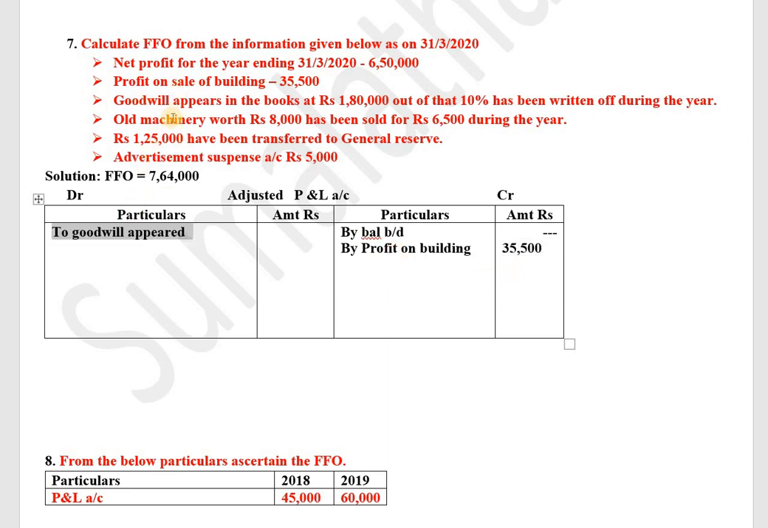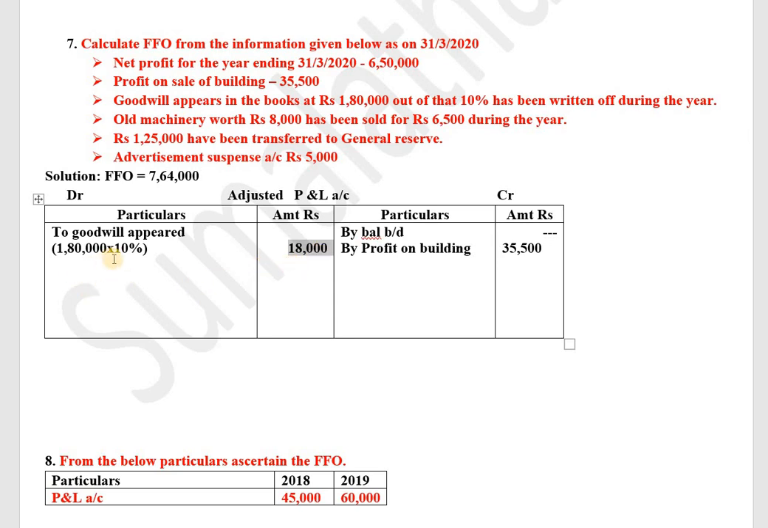And next comes goodwill. Goodwill appears in the books at rupees 1,80,000. Out of that, 10% has been written off. So you have to show the information here. Calculation can be shown here: 1,80,000 into 10%. Here you can also say goodwill written off. How much is it written off here?